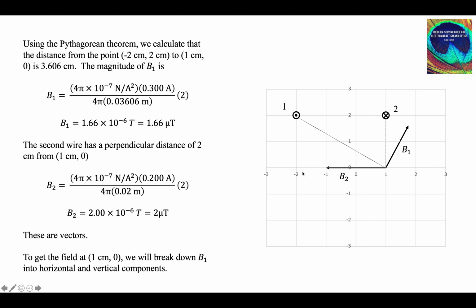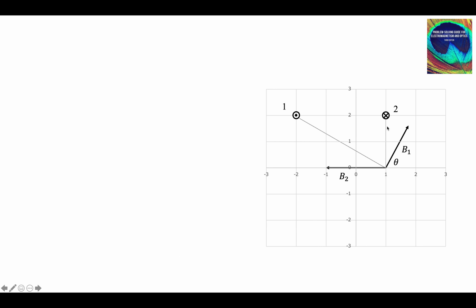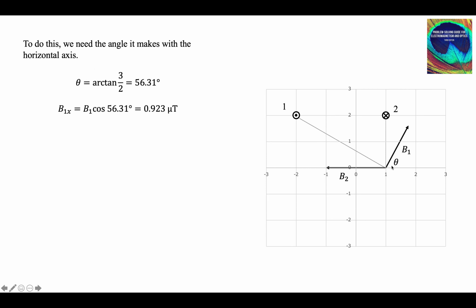We have to break down B1 into the X component and the Y component. To do this, we need the angle. What's this angle here? Well, it's arctangent of 3 halves. This angle here is the same. Opposite side is 3, adjacent side is 2. That's 56.31 degrees. Now we can calculate the horizontal component, 0.923. That's this guy. And 1.38 is vertical.